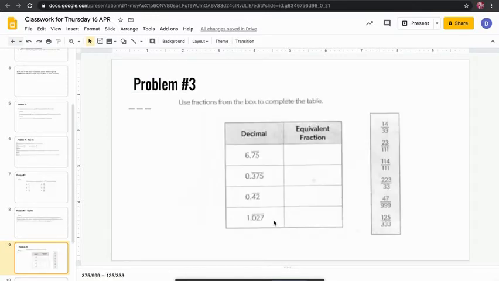All right, now problem number 3. Last problem that I'll show you. Here are some decimals. Here are some fractions. We got to try to match which one goes with which. Let's see if we can figure that out.